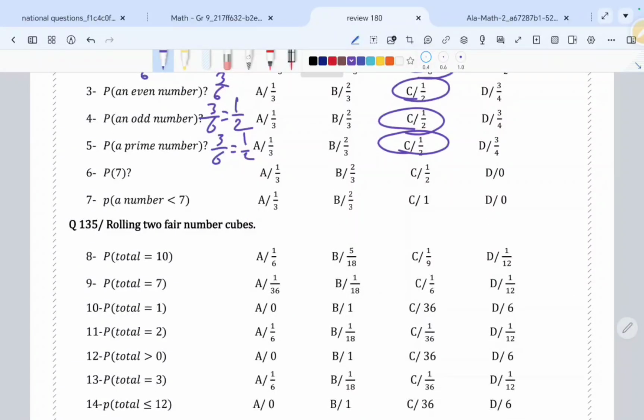Probability of 7. What is the probability of 7? Is there any 7 on the dice? No. So it's impossible. It is 0. Probability of less than 7. All of them are less than 7. So it is 1.